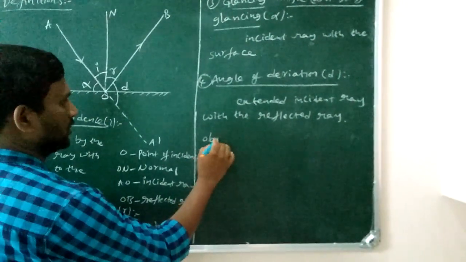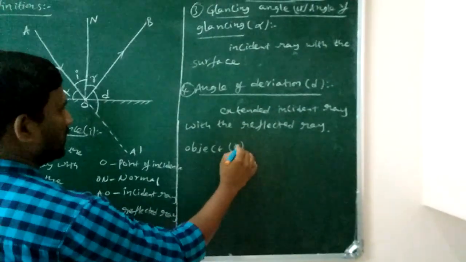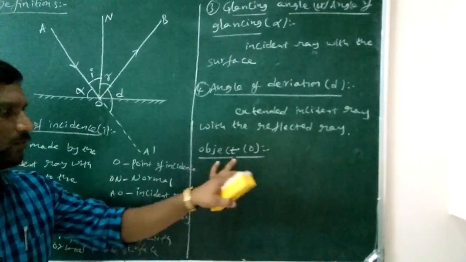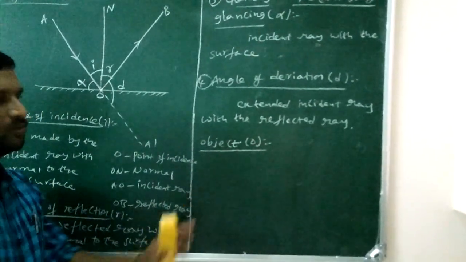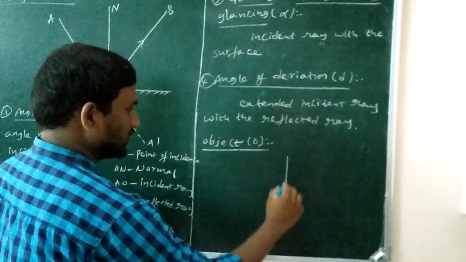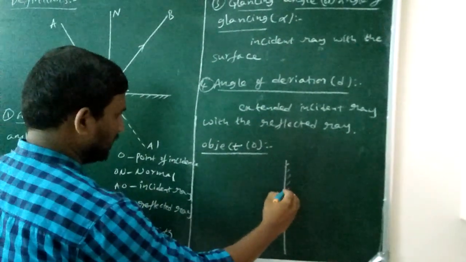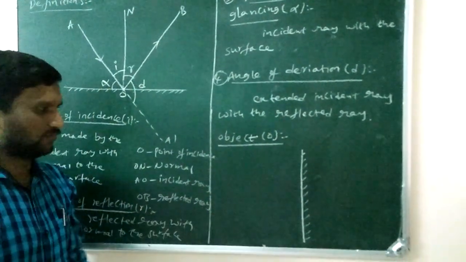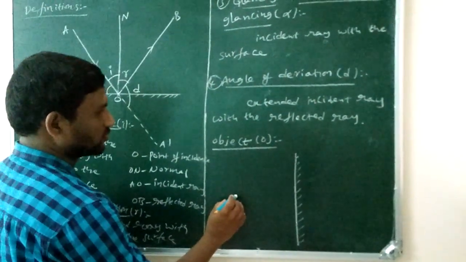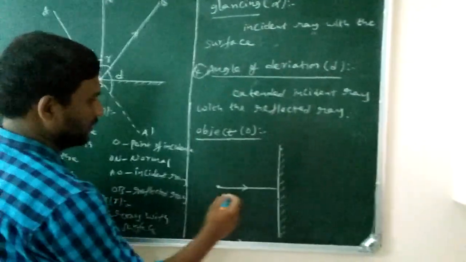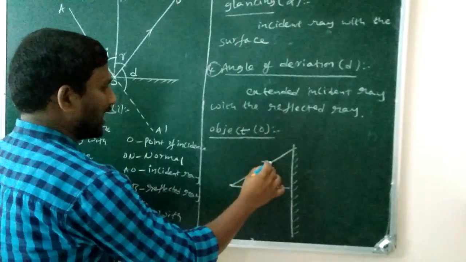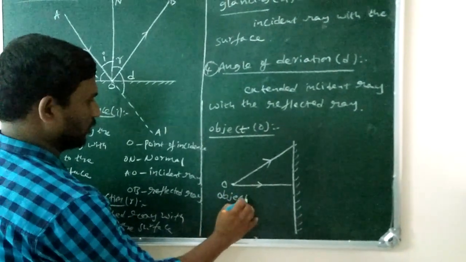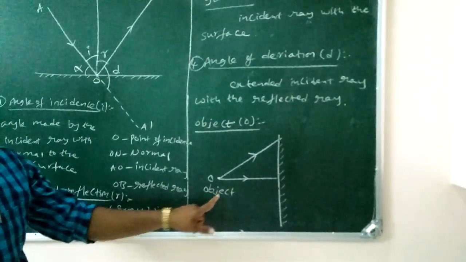And the next one is object. It is denoted with letter O. What is meant by object? The point of intersection of incident rays we can call as object. Let us consider a plane mirror. A plane mirror, as you know very well, has one side polished, which acts as the reflecting surface. The point of intersection of incident rays we can call object. This is the O. Here the light rays are coming from this point. That's why we call this O the object.